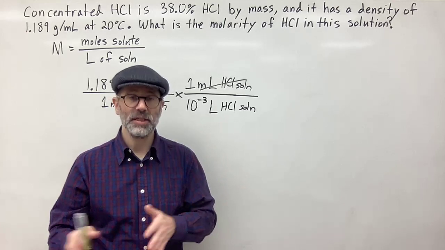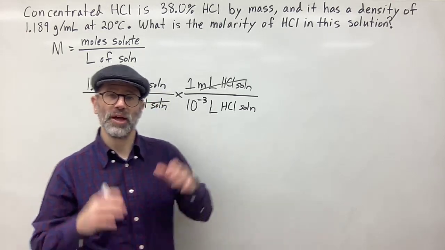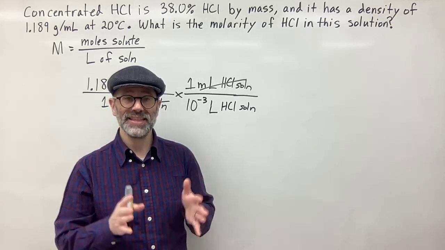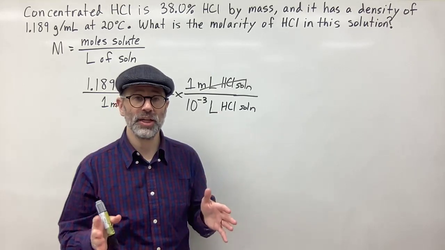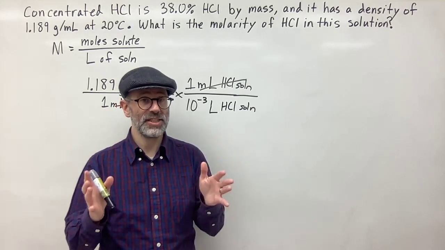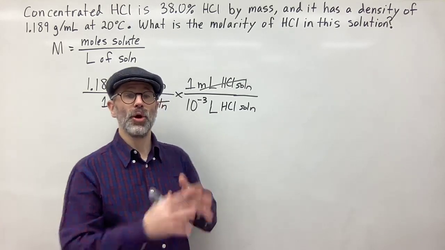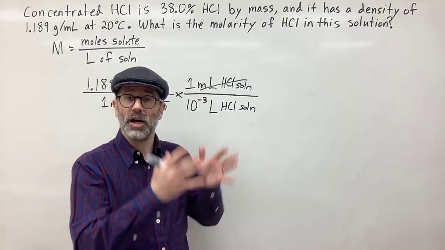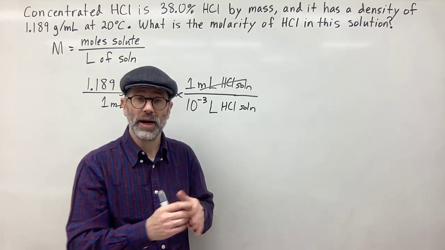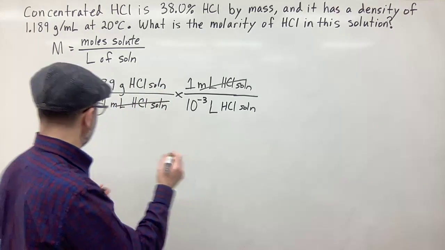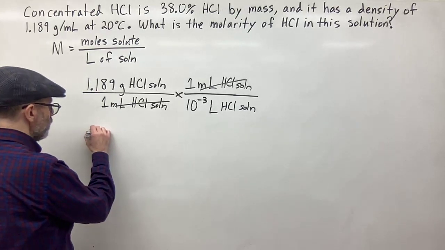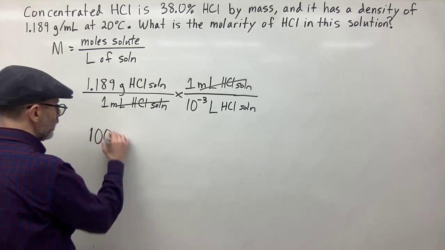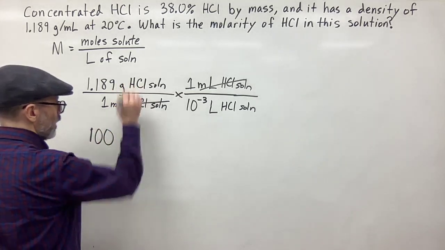So percent means out of 100. If I'm given 38.0% of HCl by mass, what that is saying is that out of 100 units of my HCl solution, 38 of those units is going to be the mass of the HCl, right? So I can write it out this way. Out of 100%, 38% means that out of 100, say, grams, since we're getting grams, let's use grams.